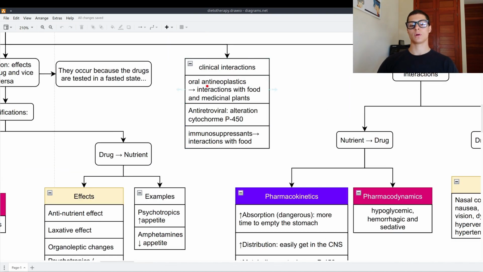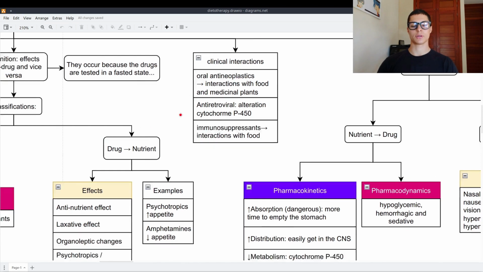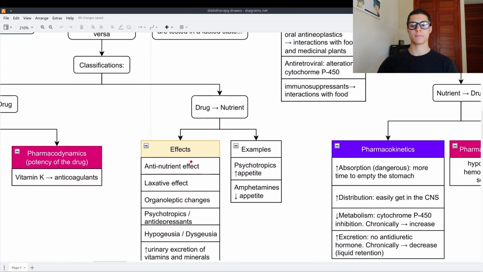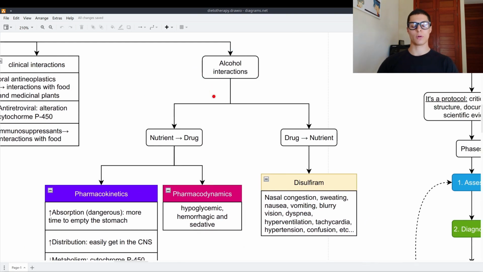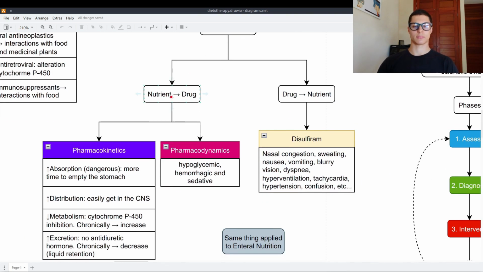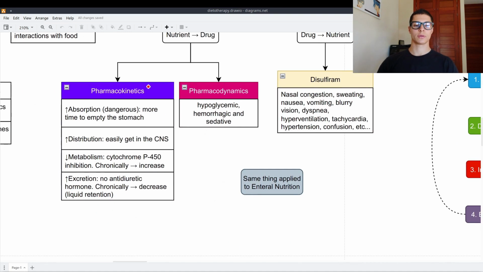Clinical interactions, well, with oral antineoplastics, there are interactions with food and medicinal plants. Antiretrovirals, there is an alteration of the cytochrome P450, which is the one in charge of the metabolism. Immunosuppressants, they create interactions with food. There are also interactions with alcohol, so nutrient-drug, the alcohol with the drugs.